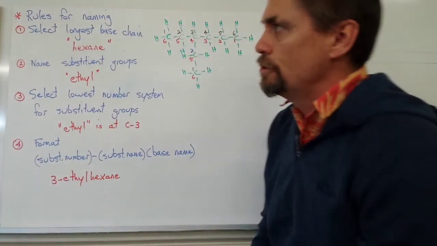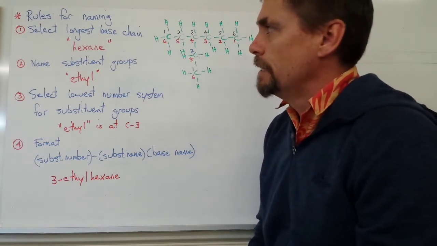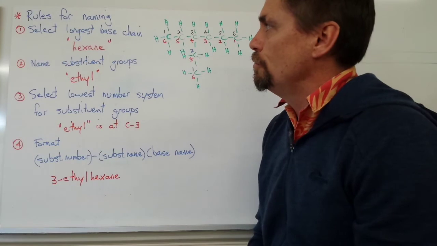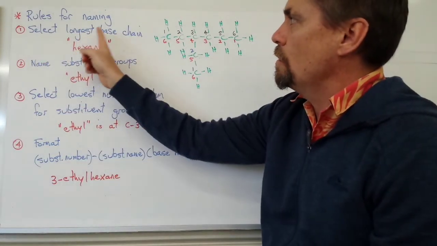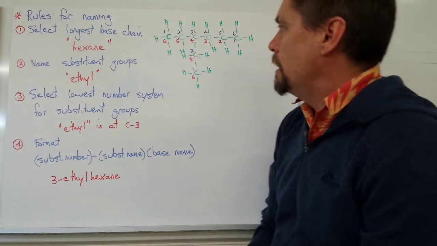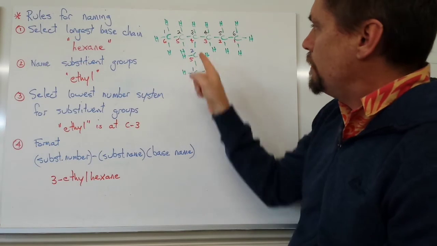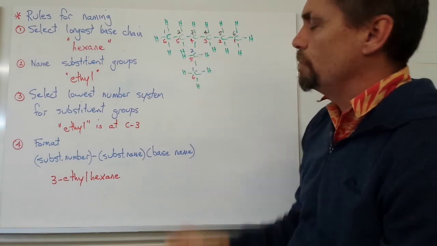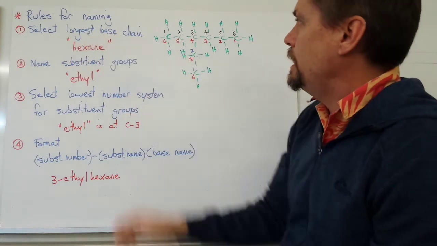So let's use those 2 principles to start naming some alkanes. To do that, we use a series of rules. The first rule says look for the longest base chain. I have a molecule here that has 6 carbons, and then another substituent group coming off it. So our first rule says look for the longest base chain.